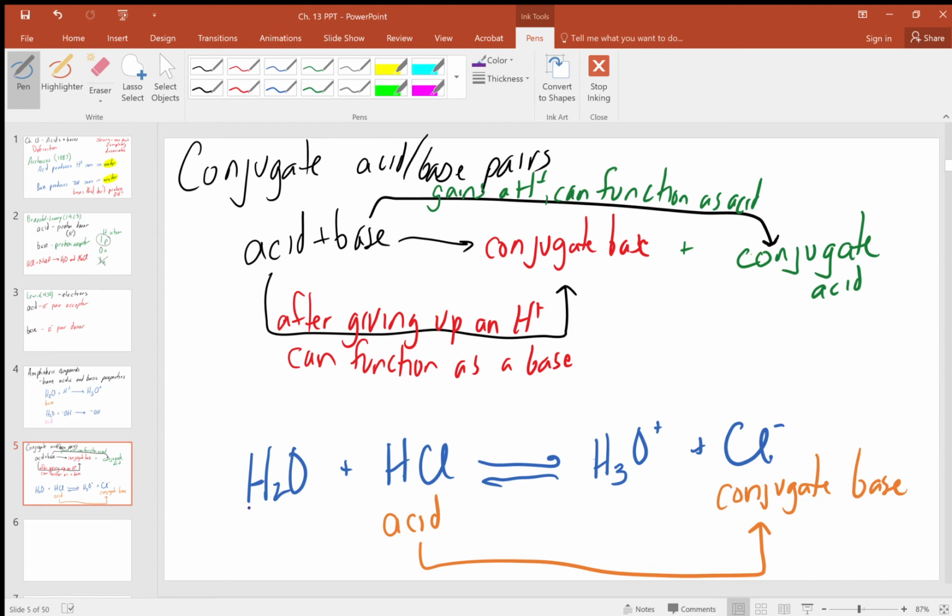Water here was our base, and we can see it's the base because in the product it has added a proton. By adding a proton, it now has an extra proton and becomes a species that could give up a proton, so we call it the conjugate acid. And so this is something we will see for every acid-base reaction: the base picks up a proton, it forms a conjugate acid. The acid gives up a proton, forms a conjugate base. And that's what makes these processes reversible.